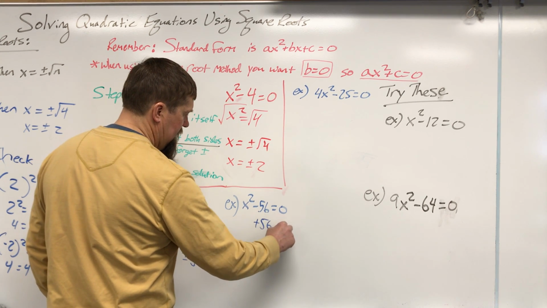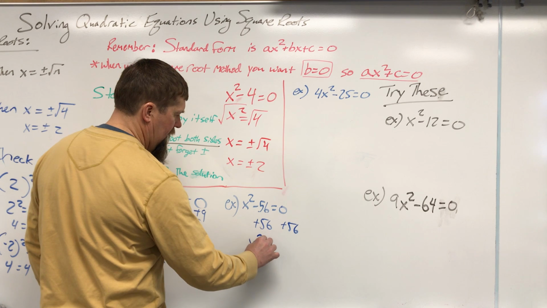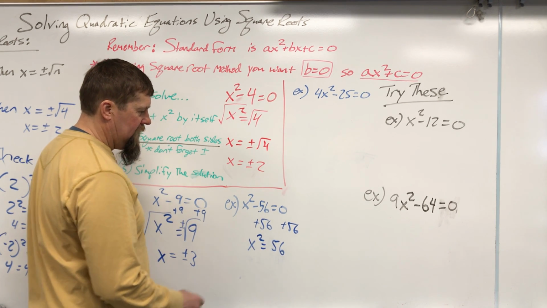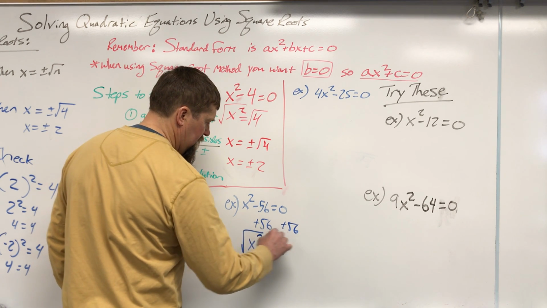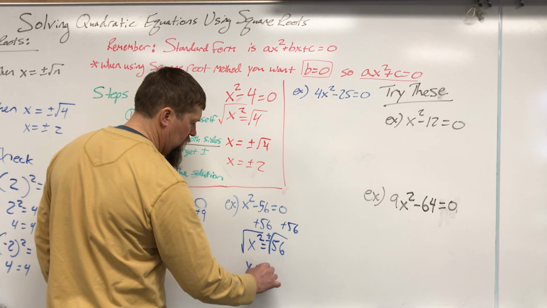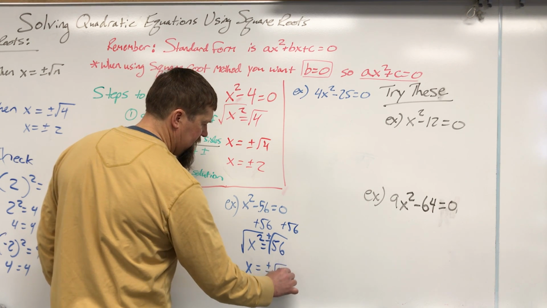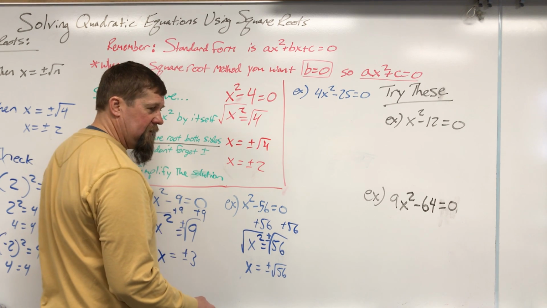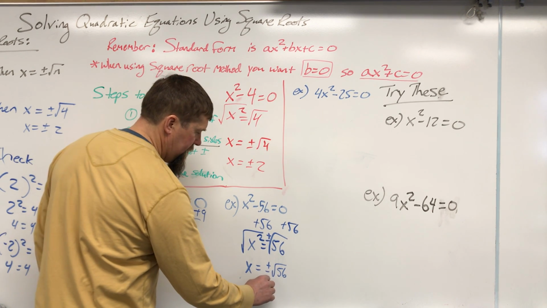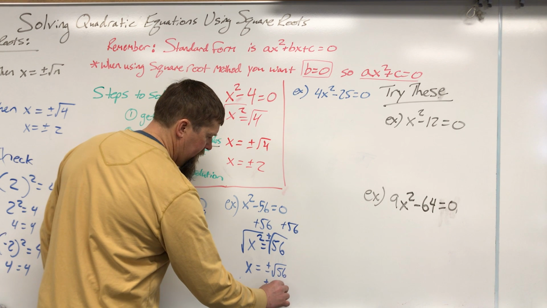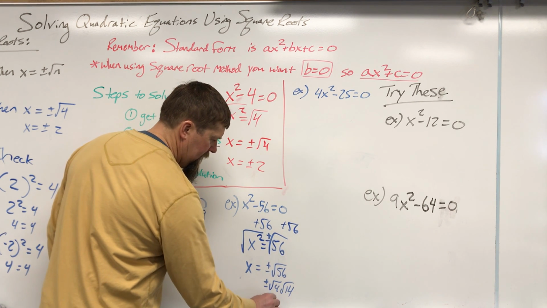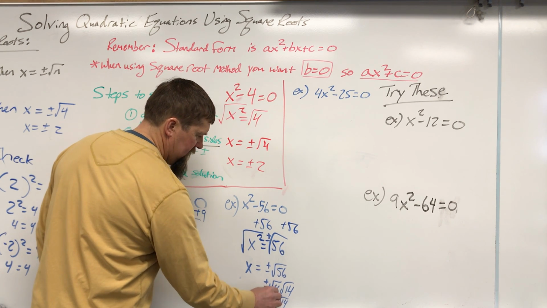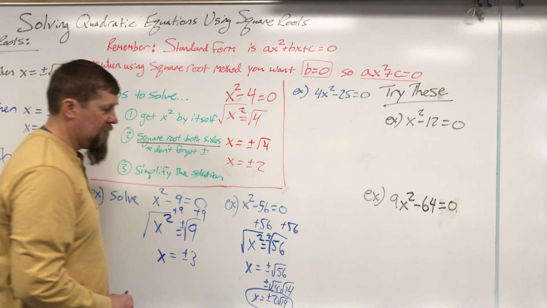Add 56, add 56. x squared equals 56. Again, we are going to take the square root of both sides, plus and minus, x equals plus or minus the square root of 56. And of course, simplify that. 4 goes into 56, and 4 is our largest perfect square. 4 and 14. So plus or minus 2 square root of 14 are my two answers. So there are my two solutions to that equation.